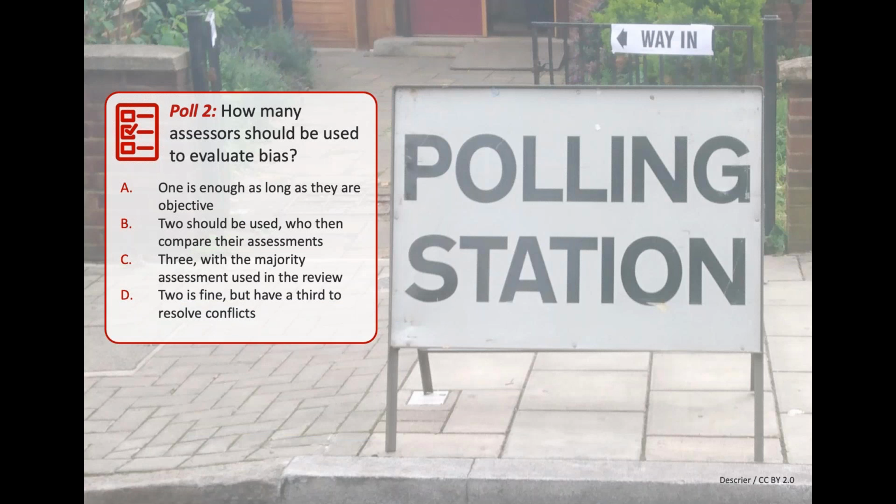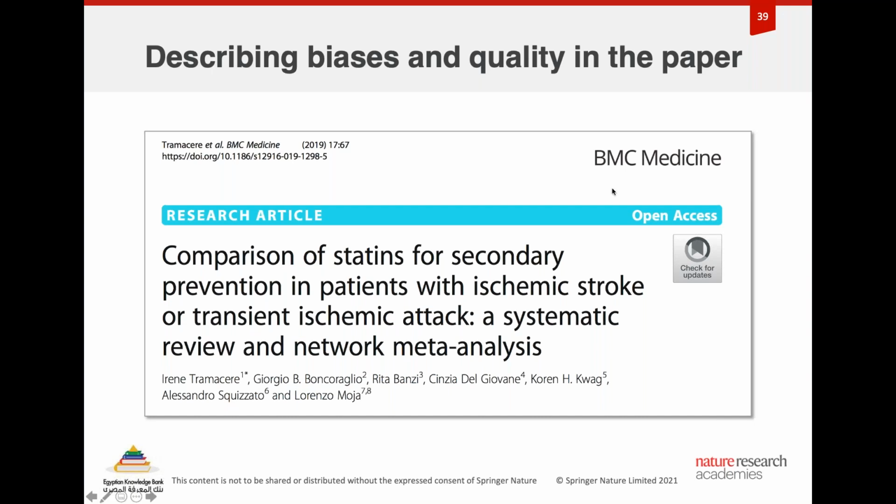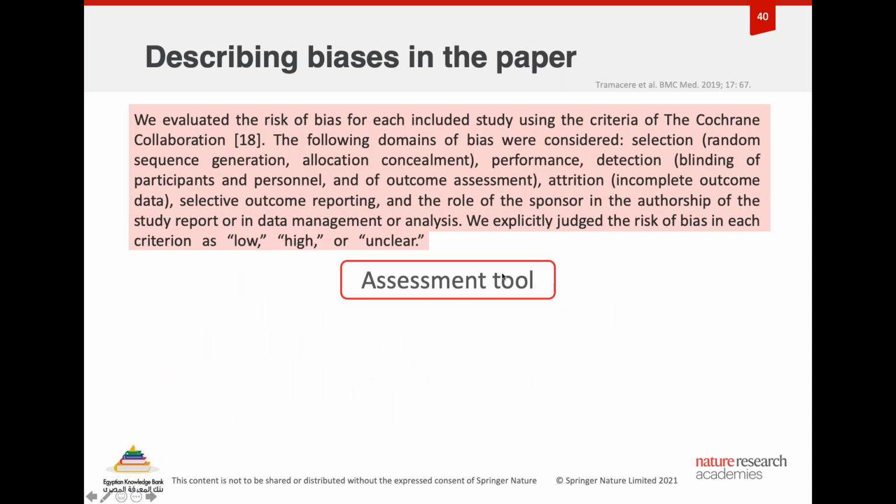So let's give an example of how a paper has described clearly and transparently the biases in their study. So this is one comparing statins for secondary prevention of patients with ischemic stroke or transient ischemic attack. Now in this paper, they first emphasized the assessment tool that was being used. As I mentioned, what people often use is the one from the Cochrane Collaboration, and that's exactly the one that they used, as they mentioned here. If you use a different one, mention it.